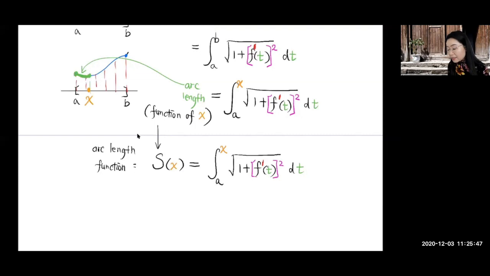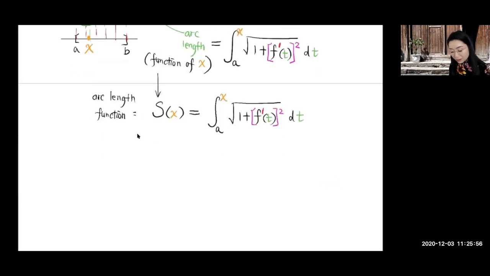Is this a function of x? As x here changes, this arc length is going to change. So it is a function of x. Okay. Now, do you guys remember the fundamental theorem of calculus?